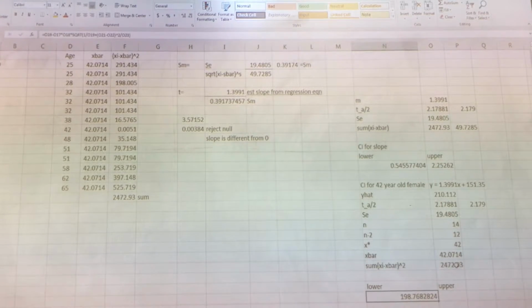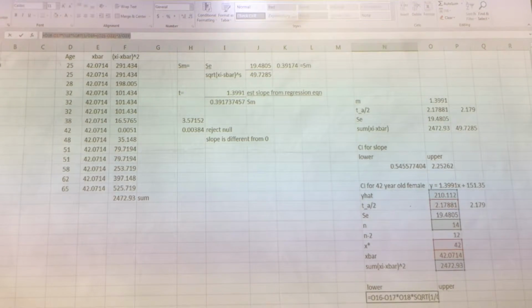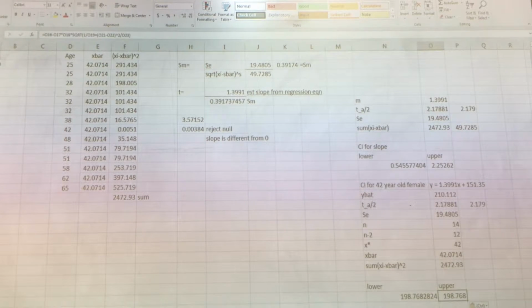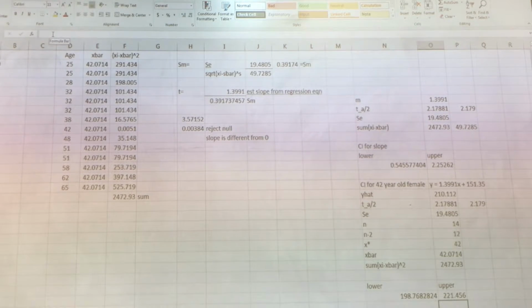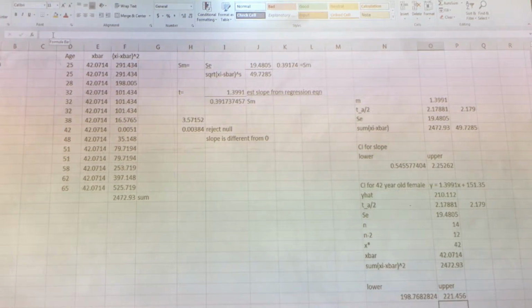Okay, so we would have predicted on the low end she would have been 198. On the upper end, all we do is change that minus to a plus. So we would be 95% confident that a 42-year-old female should be between 198 and 221. Now that's the mean that I'm talking about. Is she within there? That's good news for her, right? Now, is she abnormally low?